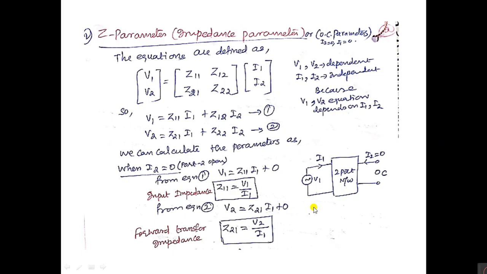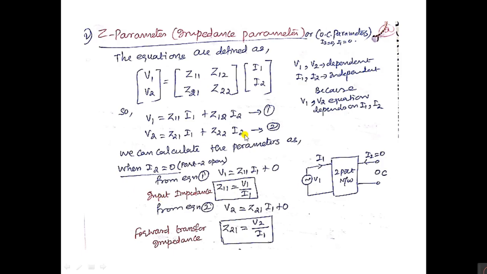So considering this two-port network, when you calculate Z11, make I2 equal to 0. I2 equal to 0 means this port 2 is an open terminal, and connect the voltage source to the input terminal, that is port 1, and the current flowing is I1. So if you put I2 equal to 0 in equation 1, this term becomes 0. Then V1 equal to Z11 I1. Now Z11 equal to V1 by I1. The Z11 is called the input impedance.